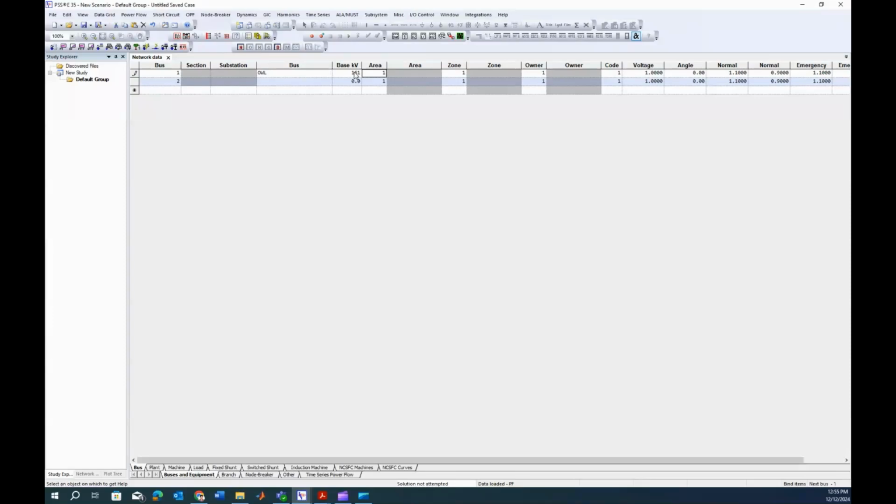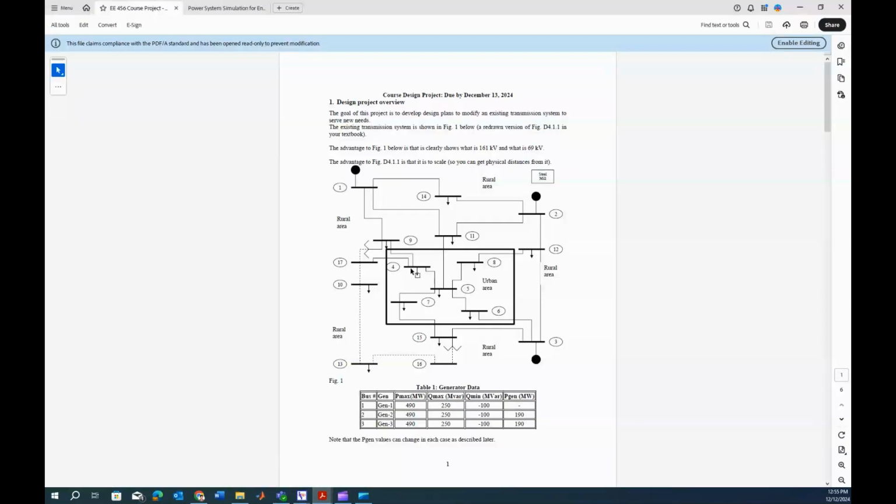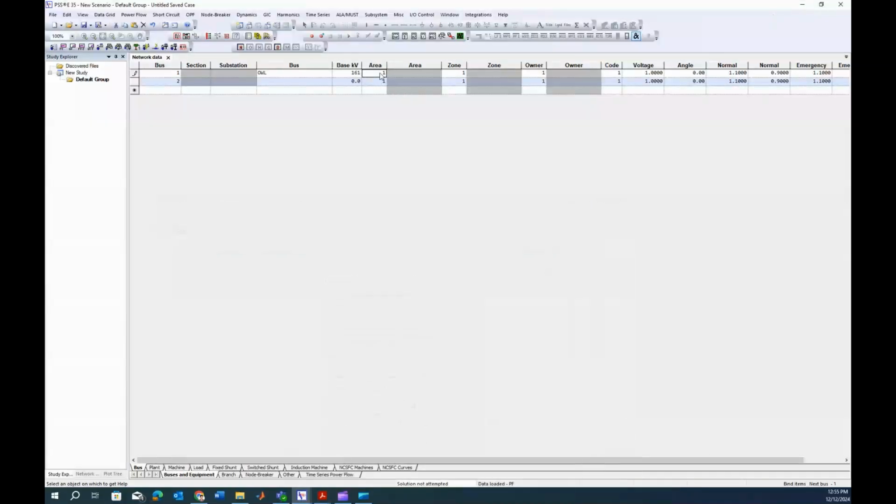Now we mentioned that there are two areas. We consider the network outside the box here as area 1 and the network inside this box as area 2. So you consider this area as 1 for bus number 1. And then you don't have to change anything on the zone as well as owner.